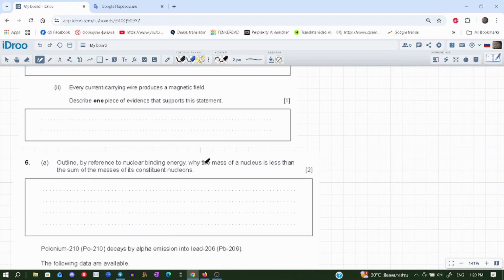Every current carrying wire produces a magnetic field. Describe one piece of evidence that supports this statement. For example, a magnetic needle is deflected by nearby currents. We know it's called Oersted's experiment, right? Or we know that two parallel current carrying wires exert a force on each other. Two wires with a current in the same direction will attract each other. Two wires with a current that has opposite directions will repel each other.